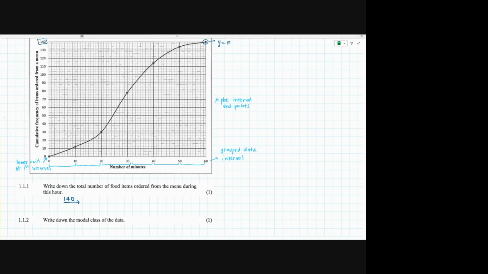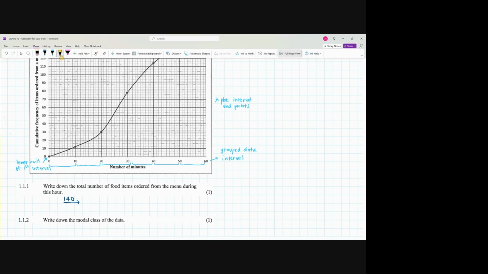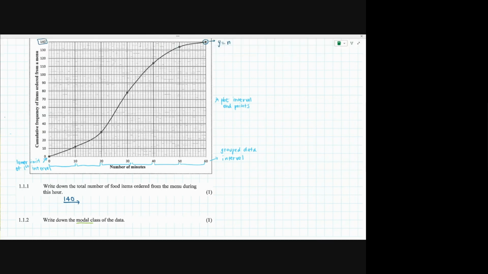1.1.2 asks us to write down the modal class of our data set. Now, the modal class has the highest frequency. And we can tell this on our ogive by looking for the biggest gap between points.